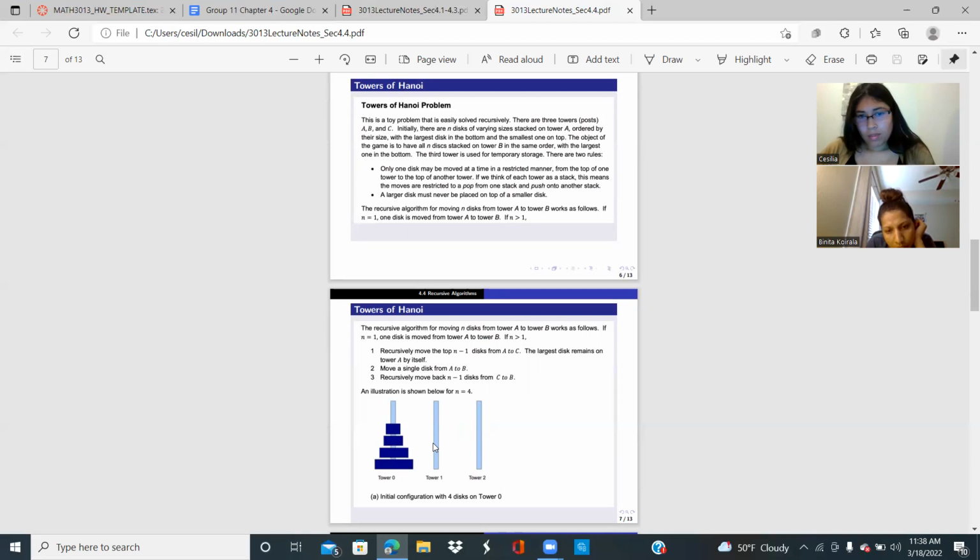So for n equals 4, this would get moved over here. And then since you can only move it one at a time, let's say that this is C, which is the third storage. So this is just temporary storage. The biggest value of this would stay in A so that it has a value in there. And yeah.